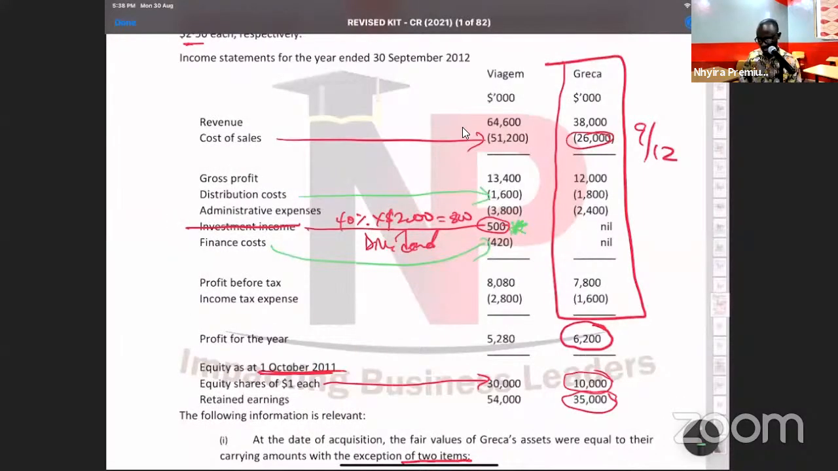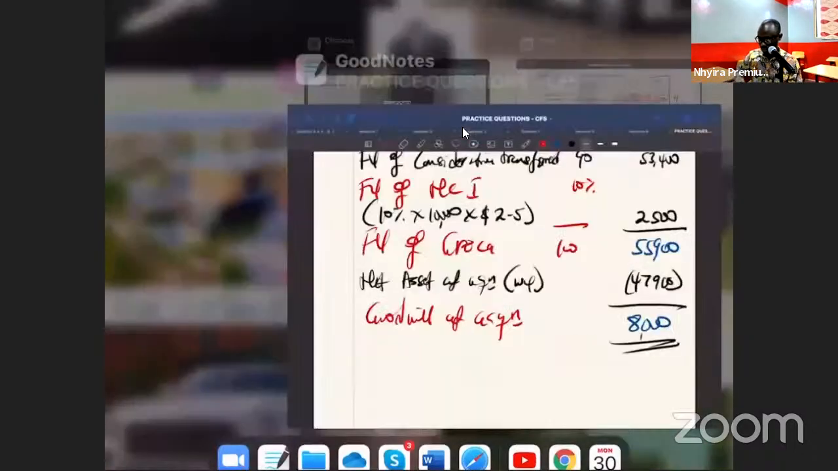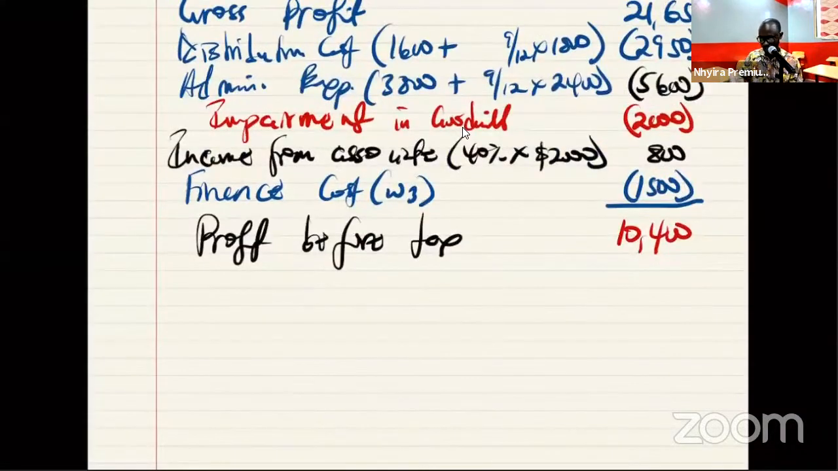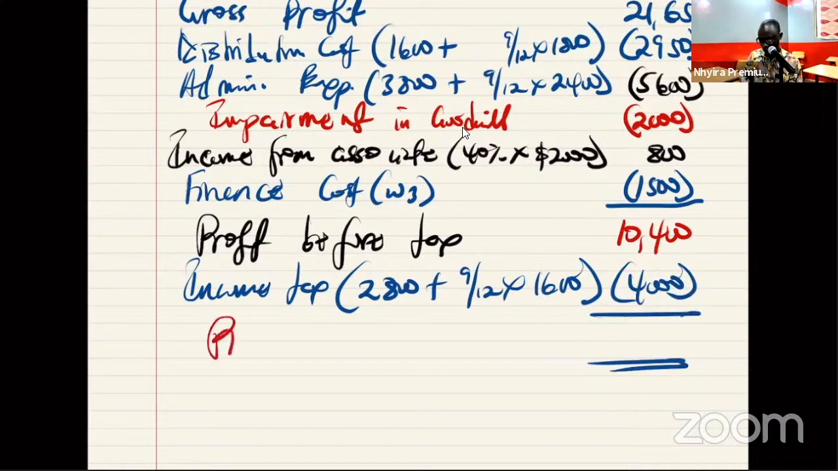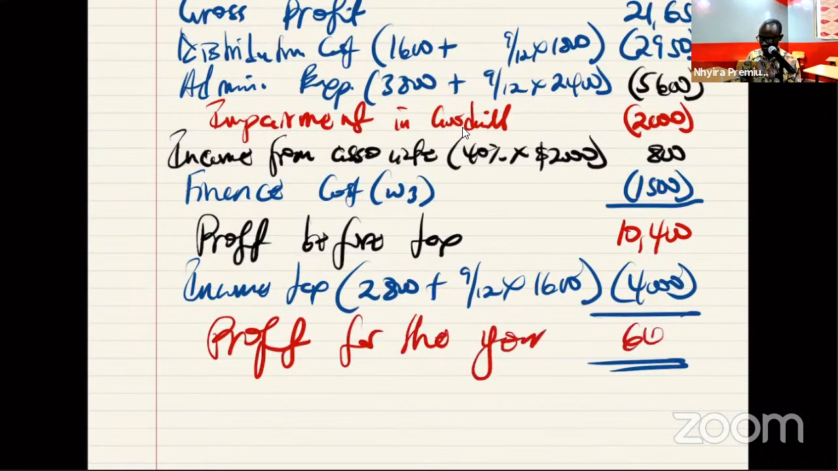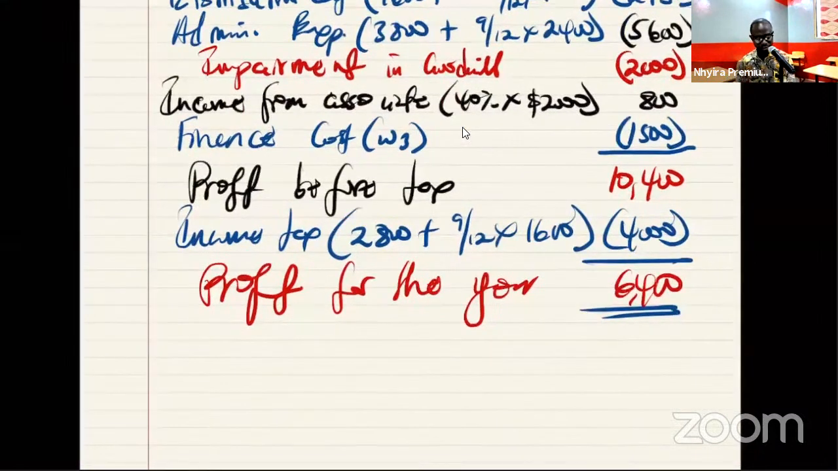The next one, we see income tax, okay. 2,800 for the parent and then 1,006 for the sub. Let's go back. Income tax, 2,800 plus 9 over 12 by 1,600. And that gives us an amount of 4,000. You less that, and that gives you the consolidated profit for the year. And that's 6,400.